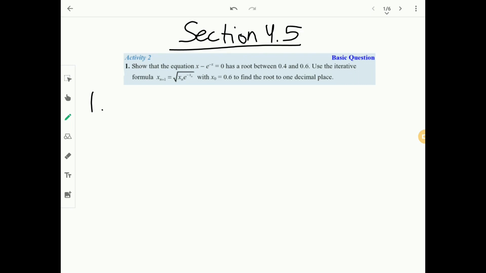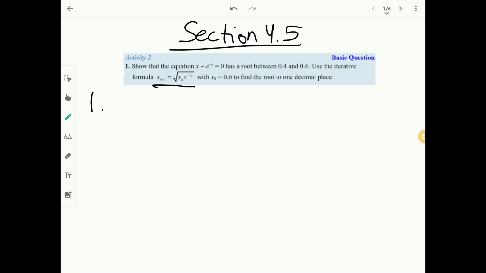Show that the equation x minus e to the minus x equals 0 has a root between 0.4 and 0.6. Use the iterative formula xn plus 1 equals the square root of xn e to the minus xn with x0 given to be 0.6 to find the root to one decimal place. Okay, I'll give you guys a few seconds. You can solve and then we'll check together.